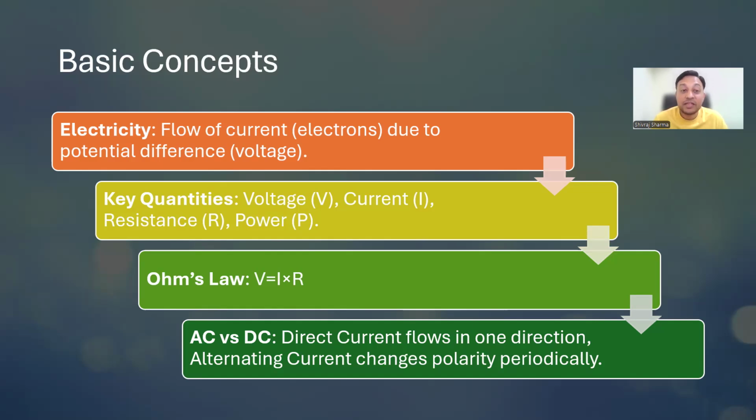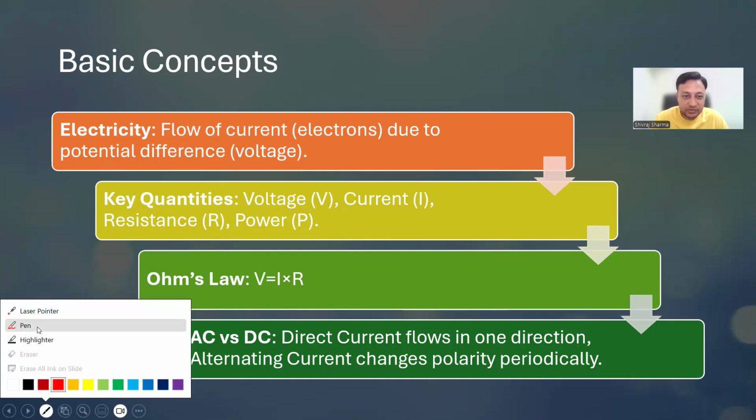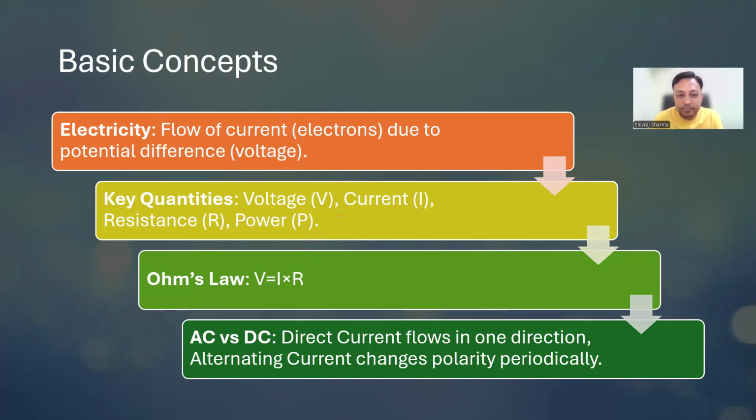So what are the key quantities in it, the terms that we have? First is voltage. Second is current. Third is resistance. And the last is power. All together they work to give you electricity. The abbreviations are V, I, R, and P for voltage, current, resistance, and power, as you can see over here.